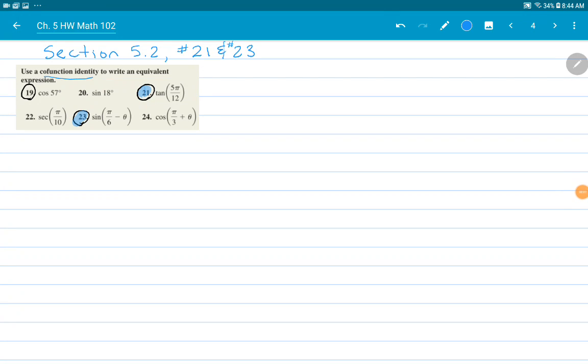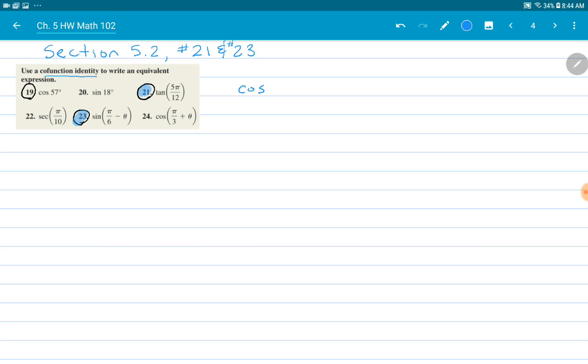In this section of the 5.2 homework, we're using the cofunction identities to simplify these, or find an equivalent smaller expression. So our cofunction identities are: cosine of t is equal to sine of the complementary angle to t, which is pi over 2 minus t, or 90 degrees minus t.